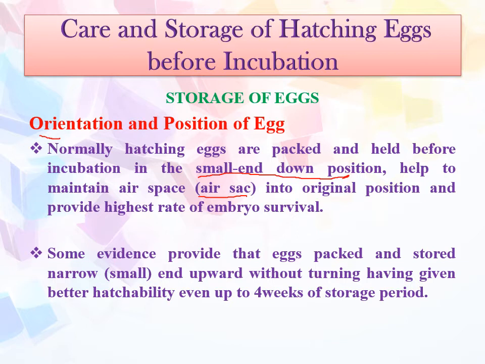Some evidence provides that eggs packed and stored vice versa without turning have given better hatchability even up to 4 weeks of storage period. It means if you want to store for longer time, then you can store the egg in vice versa position. But as I said, the eggs before putting into the incubator are stored only for 12 to 24 hours. So there is no need for storing the egg in vice versa position. So normally the eggs are stored in egg tray in such a way that the broader end will be on the upper side and narrower end will be on the lower side.